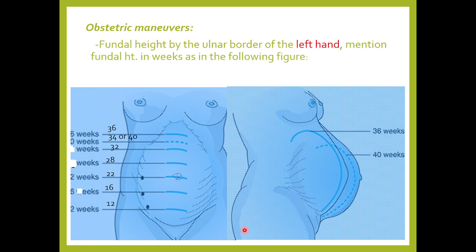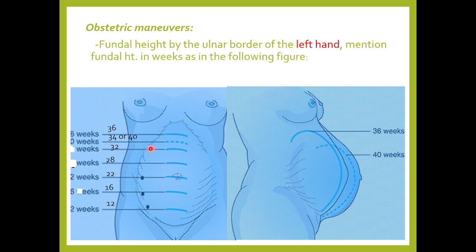The obstetric manoeuvres in examination: first we start with the fundal height. Use the ulnar border of your left hand, and this is a rule not to be changed, whether you are right-handed or left-handed. This is a rule in obstetrics. You should use your left hand by your ulnar border and mention the fundal height in weeks. For example, if we assume the woman is five months pregnant, we start higher where we expect to find the fundal height, so that we will not miss a higher-for-gestation uterus.